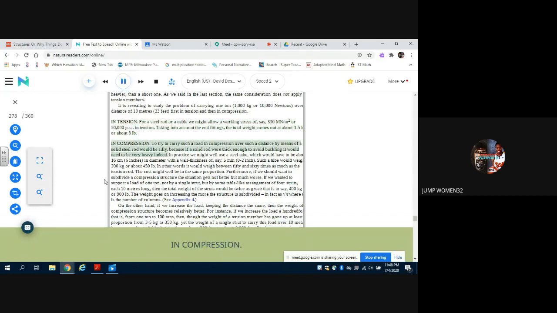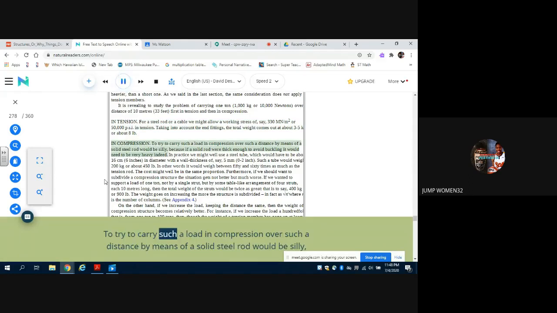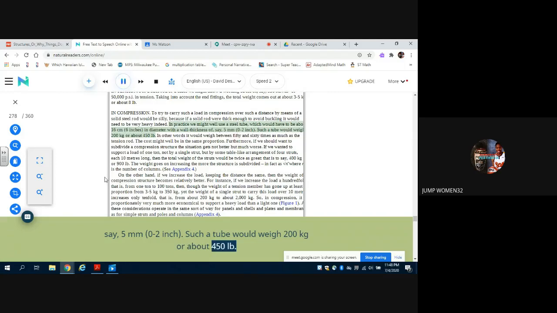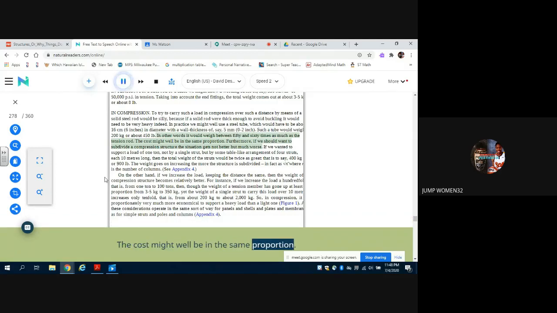To try to carry such a load in compression over such a distance by means of a solid steel rod would be silly, because if a solid rod were thick enough to avoid buckling it would need to be very heavy indeed. In practice we might well use a steel tube, which would have to be about 16 centimeters, 6 inches, in diameter with a wall thickness of, say, 5 millimeters, 0.2 inch. Such a tube would weigh 200 kilograms or about 450 pounds. In other words, it would weigh between 50 and 60 times as much as the tension rod. The cost might well be in the same proportion.